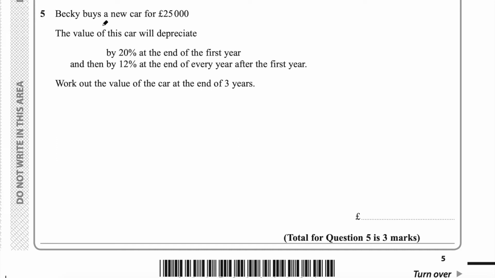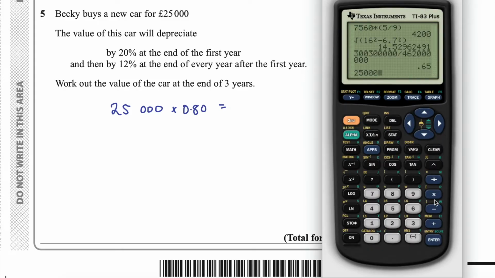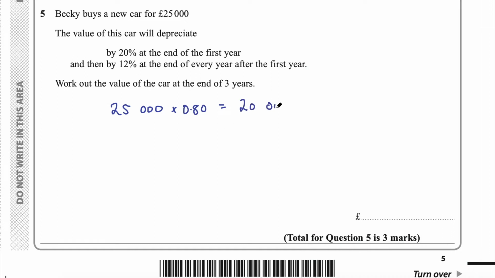Question 5 says Becky buys a new car for £25,000. The value of this car will depreciate by 20% at the end of the first year and then by 12% at the end of every year after the first year. Work out the value of the car at the end of 3 years. Okay, so it decreases by 20% in the first year. One way to decrease something by 20% is multiply it by 80% or 0.8. And if we do that in a calculator, 25,000 multiplied by 0.8, 20,000. So that's after the first year.